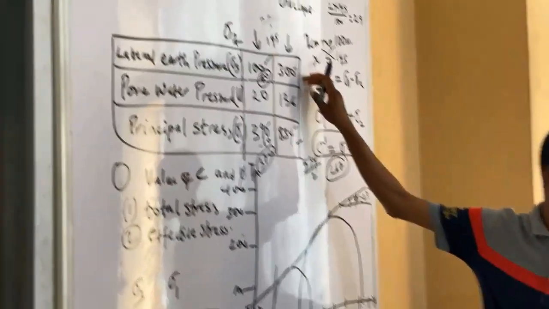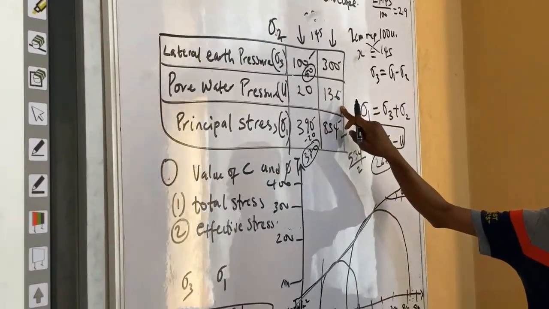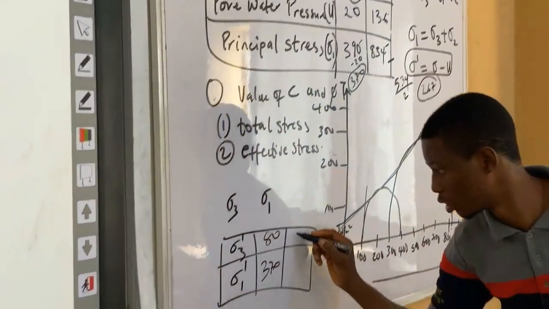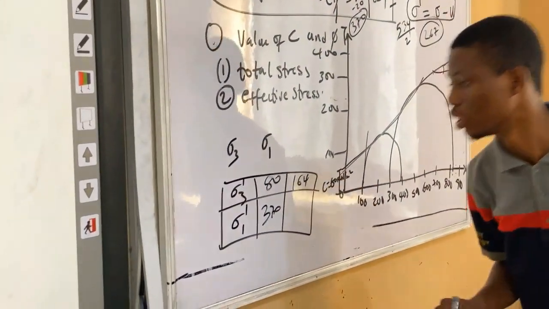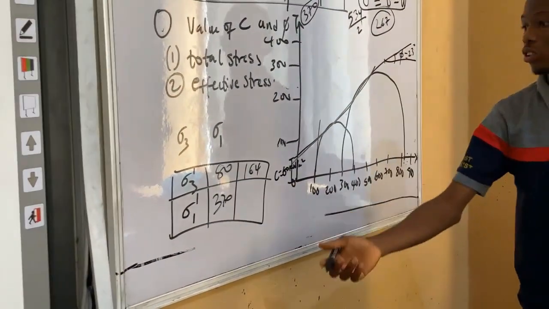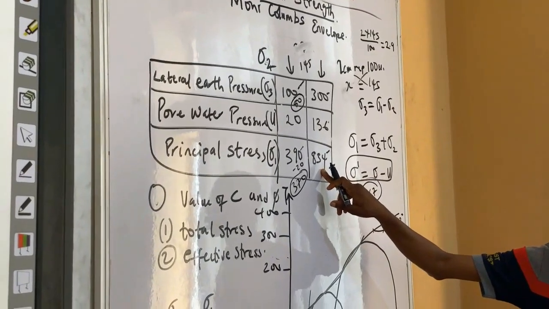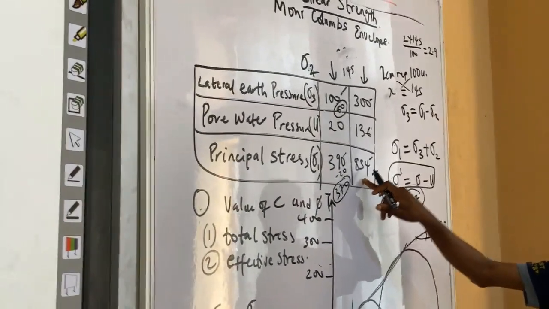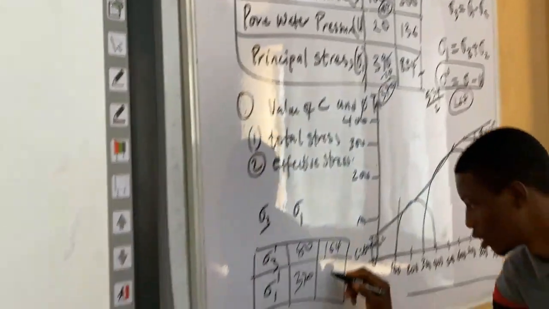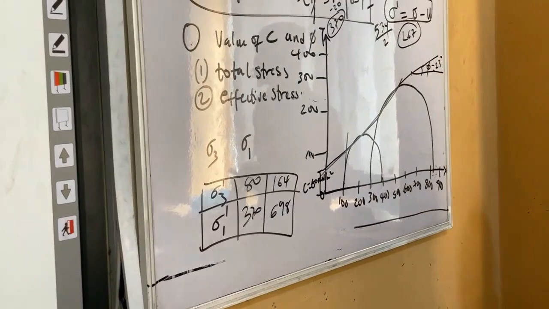Then for the second one, 300 minus 136. That's 164. Just show what you are drawing. 164, then 384. 834 minus 136 is 698.